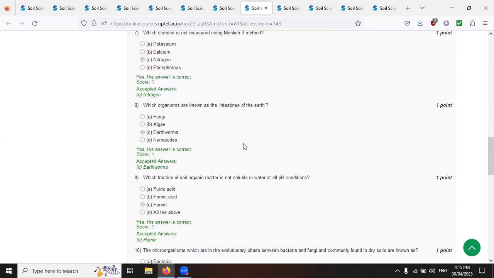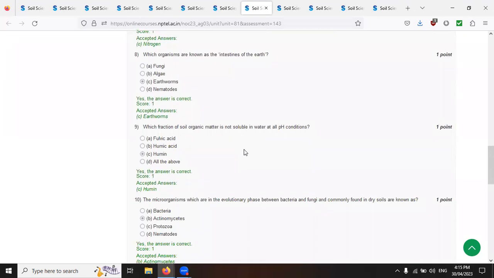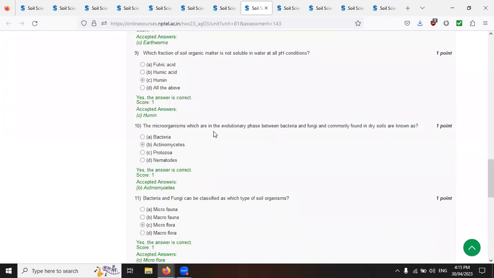Some earthworms. Which fraction of soil organic matter is not soluble in water at all pH conditions? All. Because some of these are, well, fulvic is, and humic's a different pH, but humin is at no pH. Microorganisms which are in the evolutionary phase between bacteria and fungi are commonly found in dry soils known as actinomyces.